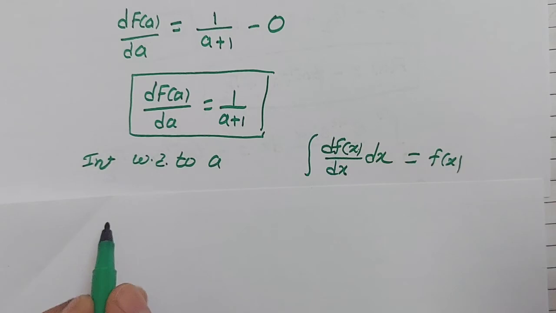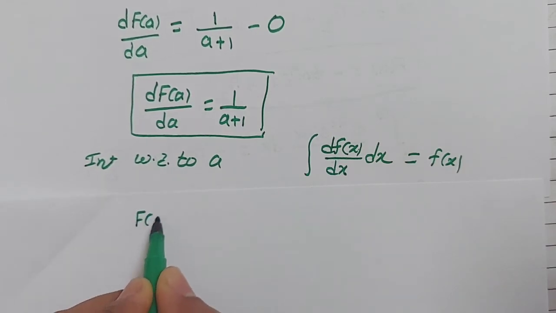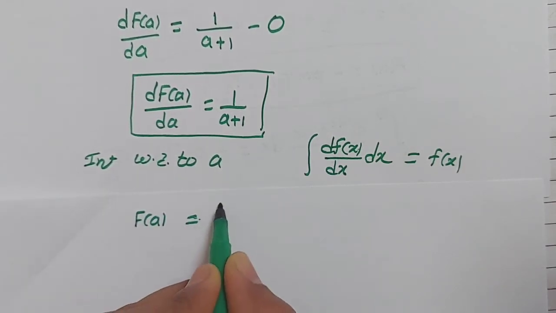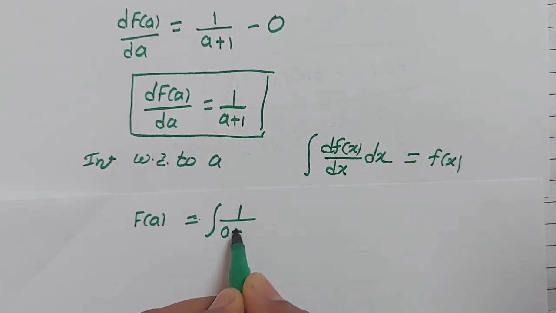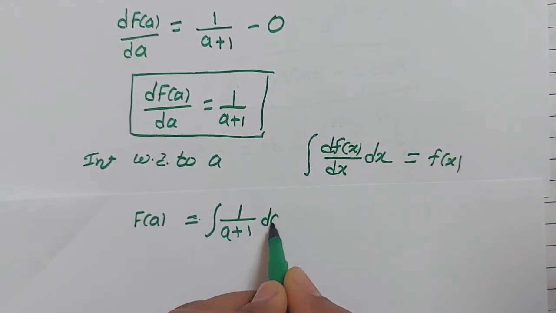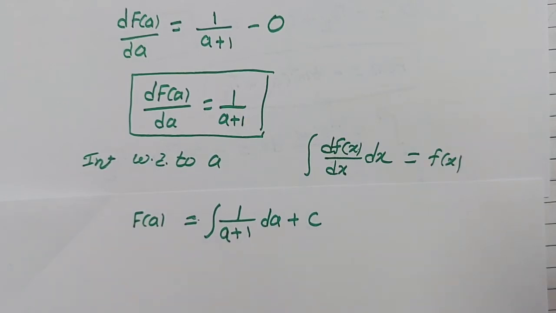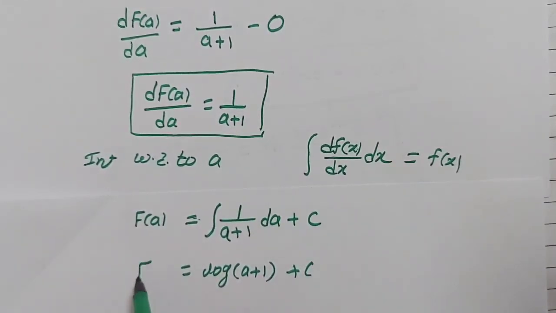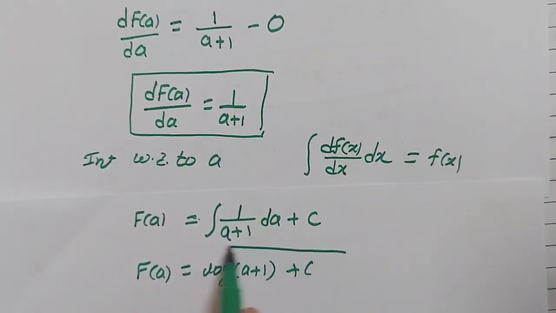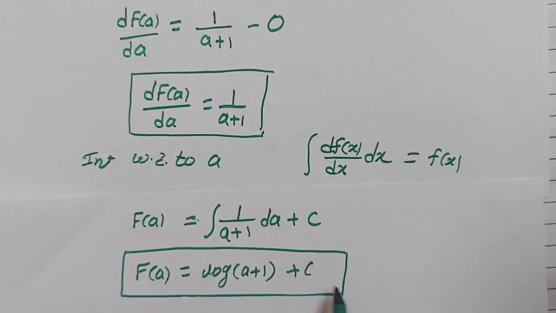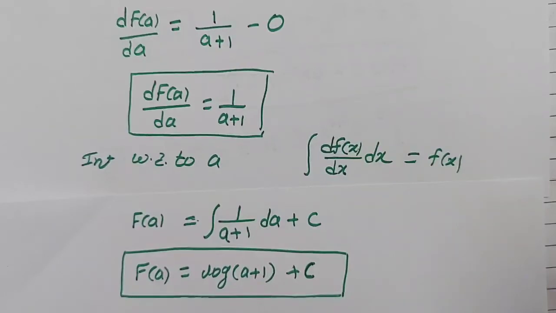So therefore left hand side is f(a) and right hand side is integral 1 upon 1 plus a da plus we get integrating constant c. So the integration of this term is log of (a plus 1) plus c. Hence we get f(a). But again the problem is we have to find constant c. This integrating constant we get because of differentiation and integration.